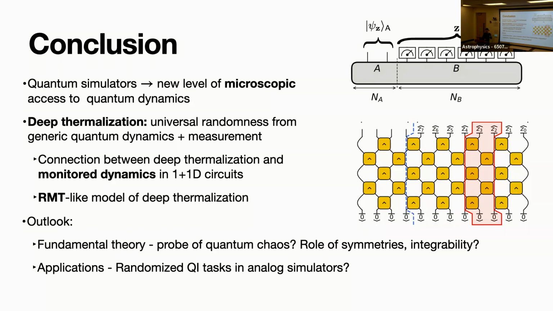So one framework that does this is this idea of deep thermalization, where we are using not just a reduced density matrix, but a whole ensemble labeled by measurement outcomes, these snapshots of dynamics, to understand universality in late time dynamics. I presented two works on this where we find some of the first exact results about this phenomenon. The first in connection to monitored dynamics in 1+1 dimensional circuits, and the second in this random matrix inspired simple model of dynamics.